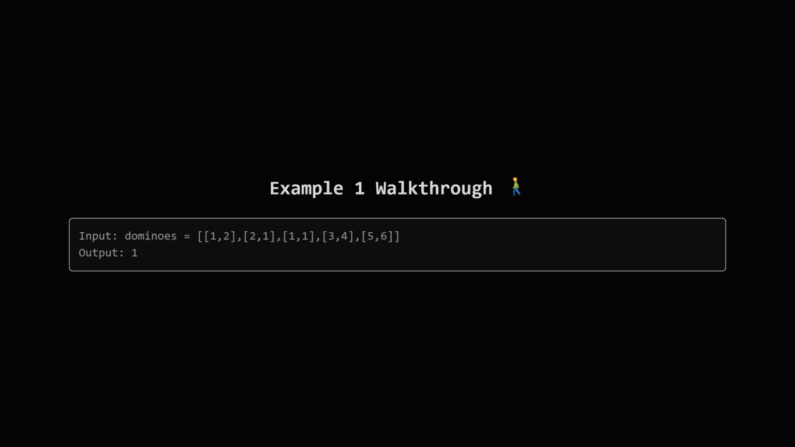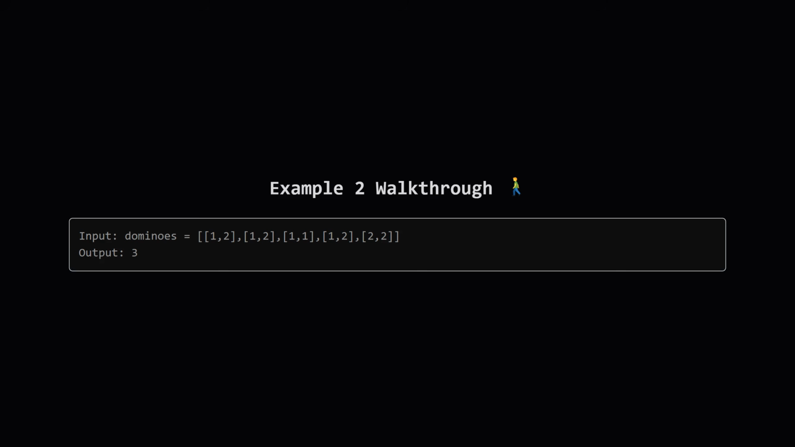We have 1, 1. Are there any other 1, 1 dominoes? Nope. Then 3, 4. No other 3, 4 or 4, 3. And 5, 6, no other 5, 6 or 6, 5. So we only found that one pair, 1, 2 and 2, 1. That's why the output is 1.